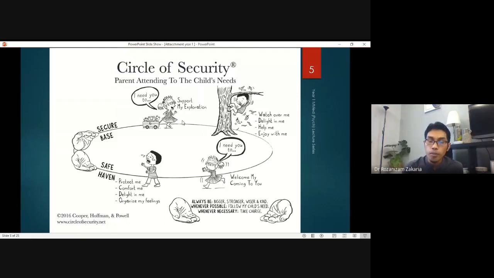Now, problematic attachment will result in either poor development secure base or poor ability untuk living the secure base. Okay, now even though it looks like this is something commonly happen in younger children, tapi sebenarnya the circle of security also occur in older person. Okay, I'll give you an example.